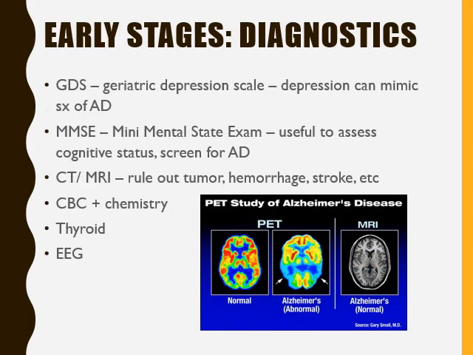So what we do is our diagnostics is we can do the geriatric depression scale, because we need to make sure that we're not having a person who's depressed, because depression can mimic the signs of Alzheimer's. We can do the mini mental, which we've also talked about, because that's really useful in assessing where their cognitive status is at this moment. We can also do a PET scan. We can do CTs and MRIs, because we can look to see what's going on with that brain activity, how it's working.